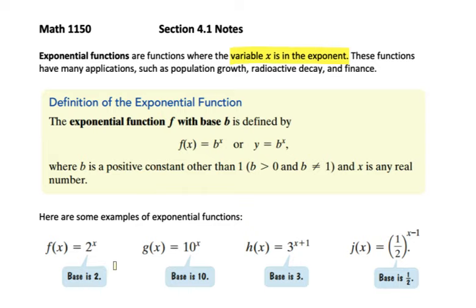Some examples of exponential functions: f of x equals 2 to the x has a base of 2. g of x equals 10 to the x has a base of 10. h of x equals 3 to the x plus 1, which has a base of 3. So the exponent could have things added, subtracted, or multiplied by the variable. It doesn't just have to be the variable by itself. And lastly, j of x equals 1/2 to the x minus 1. That has a base of 1/2, so the base could be a whole number, a fraction, or a decimal, as long as it's positive and not equal to 1.